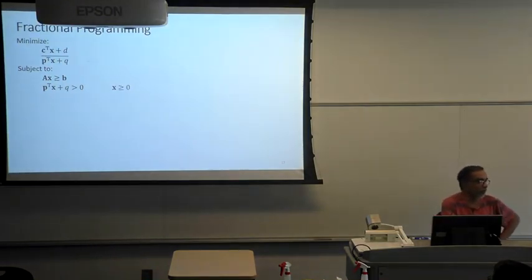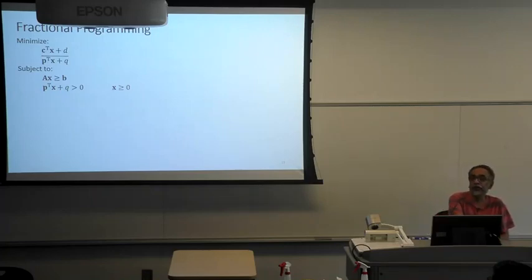We want to minimize C transpose X plus D, where D is a scalar, divided by P transpose X plus Q, where Q is a scalar, subject to AX is greater than or equal to B. The denominator obviously cannot be 0, which is why I have a greater than 0 instead of a greater than or equal to 0. And X is greater than or equal to 0. So this is my fractional programming problem.